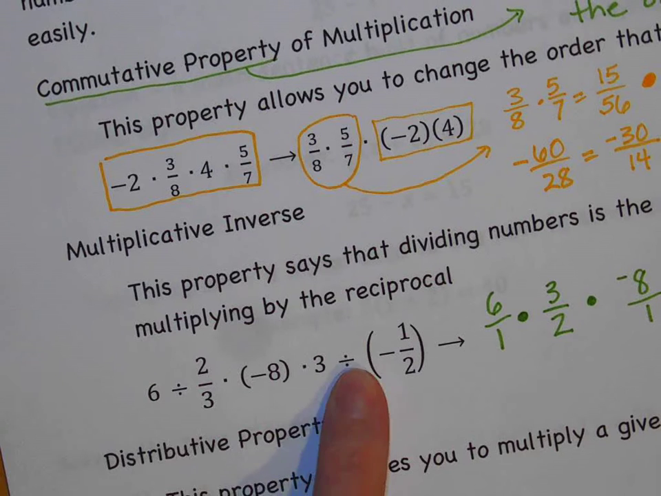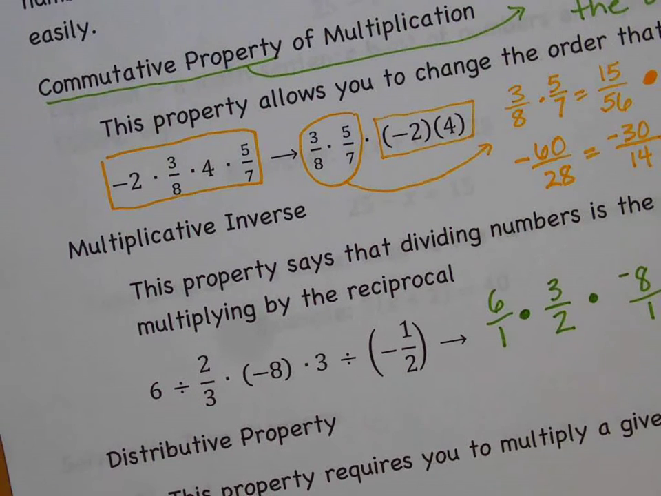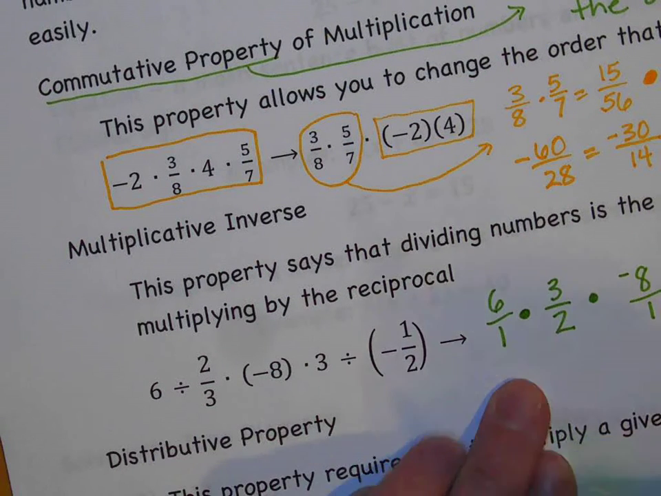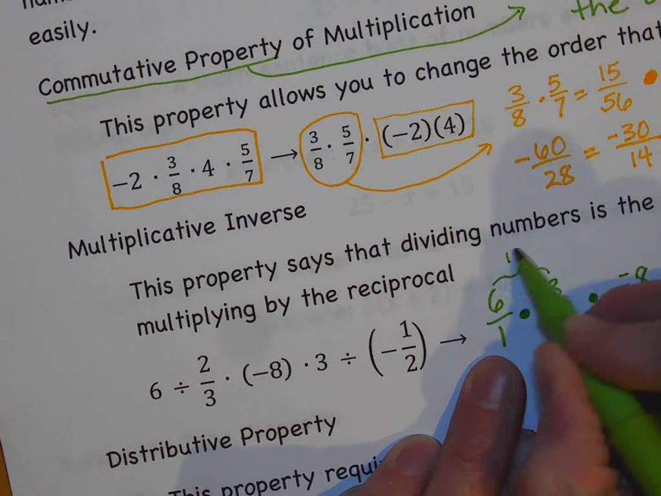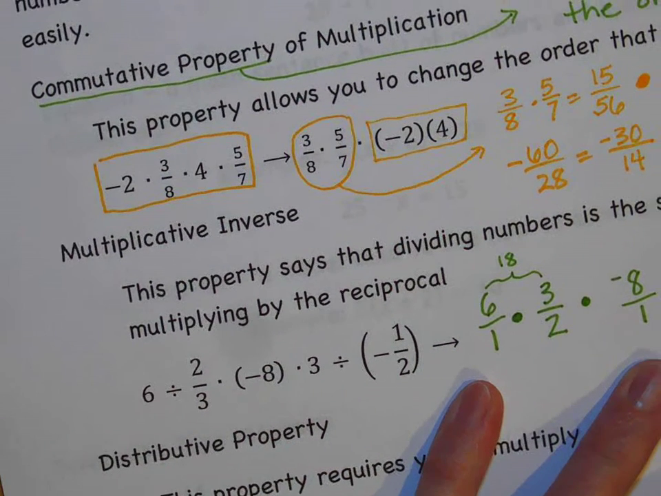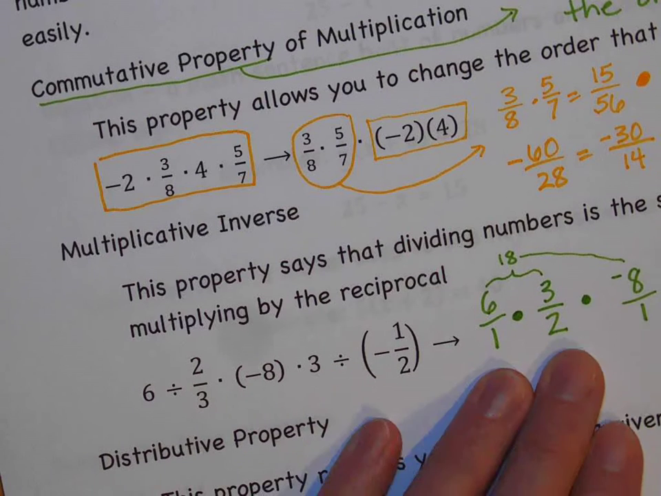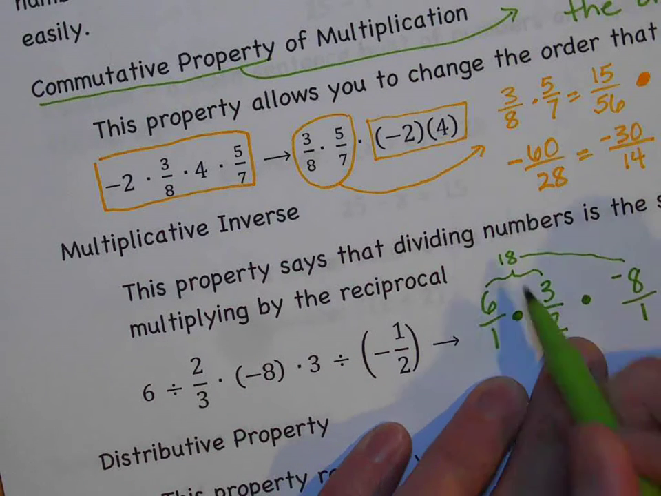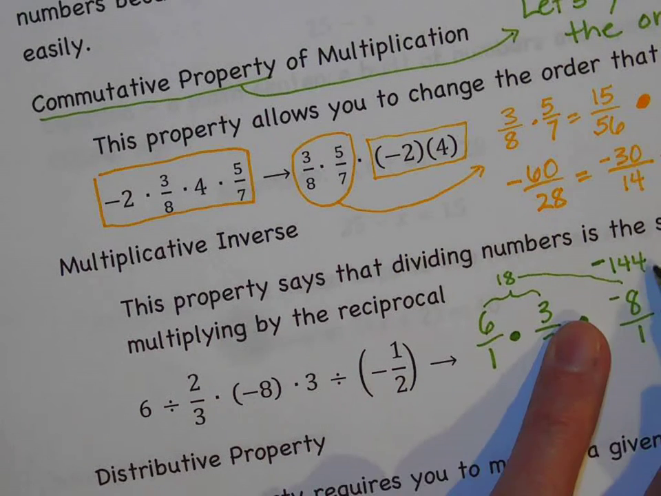Okay? So now that I have got rid of those, because I remember that I can multiply by the reciprocal, now all I have to do is multiply straight across, and that's not too difficult. So 6 times 3 is 18. So this group right here is 18. Now I have to take 18 times the negative 8. So let's do some math over here. 18 times negative 8. 8 times 8 is 64. 8 times 1 is 8, plus 6 is 14. So now I know that these two combined is going to be negative 144. However, I did a positive times a negative, so I know this answer has to be a negative 144.